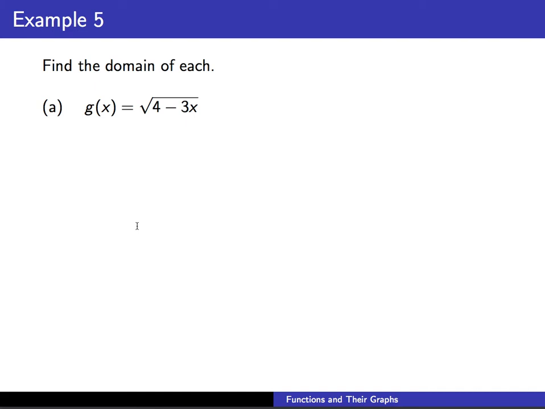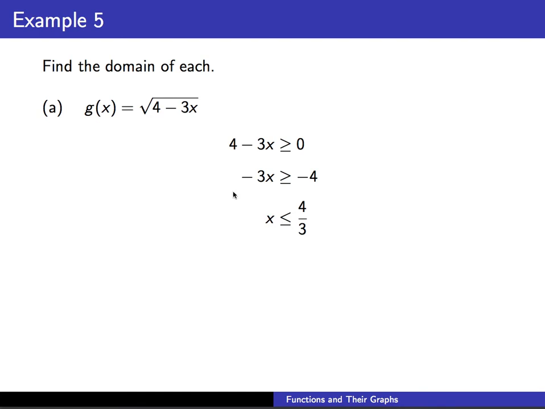Example 5, find the domain of each. We have g of x is the square root of 4 minus 3x. Here we see a square root, which means the 4 minus 3x inside of it cannot be negative. So we set the 4 minus 3x, called the radicand, greater than or equal to 0 because it's an even root. Subtract 4 from both sides and we get negative 3x is greater than or equal to negative 4. Then we divide both sides by negative 3, which flips our inequality sign, and we get x is less than or equal to 4/3.